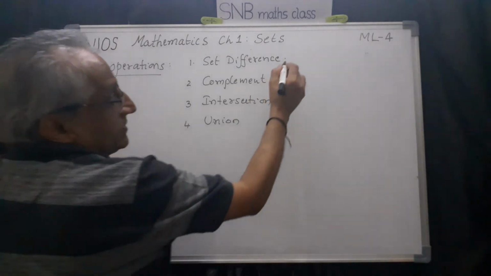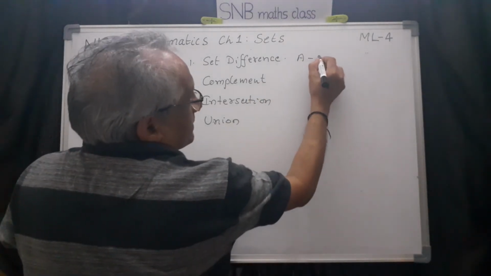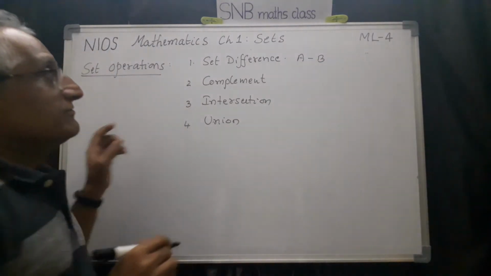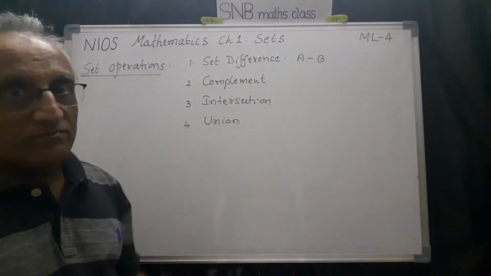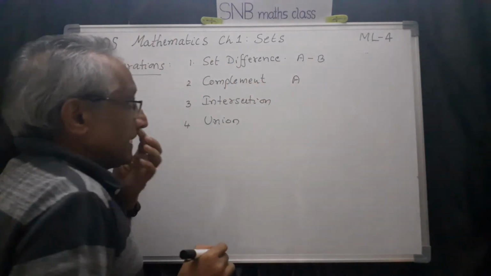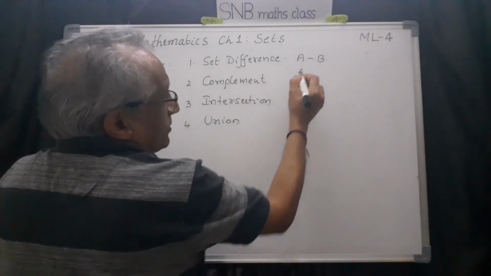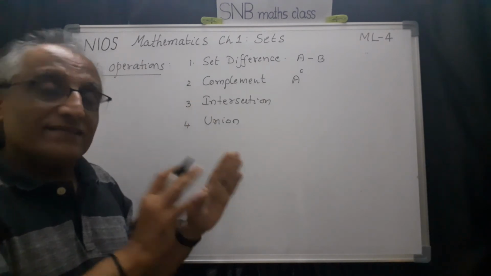So it is denoted by like this. Suppose A is one set, another set is B, then A difference B. That is the difference of. So we also call it A minus B or A difference B. So this is one operation. Complement. Suppose A is a given set. Complement is denoted by A complement. Let us study them in detail, but I am just mentioning how many operations are there that you have to remember.